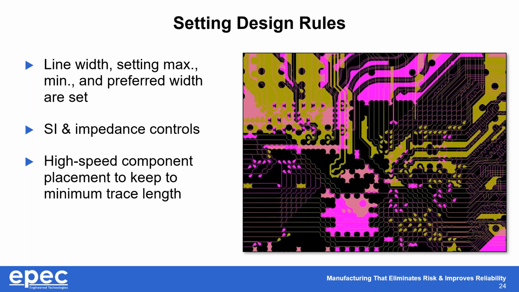So, setting the design rules within the program, we have to set our line widths. There's a max and a min setting and a preferred. Signal integrity, as I said, is making sure your signal gets where it's got to go without any problems or interruptions. Impedance controls: the travel of that circuit to get from A to B is critical to the line width, the copper thickness, and the length of that trace. High-speed component placements, again, minimum trace length. We don't want to have that signal travel too long and not function properly.